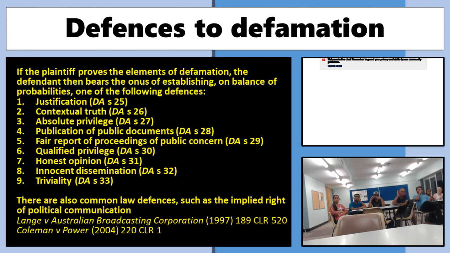Fair reported proceedings of public concern. These things can be things like minutes of a not-for-profit body, which isn't strictly speaking a public body. Normally, if you have a group of people together and they have their minutes, that doesn't get released to the public. But if there is some tangential public matter that's involved with this, and the hilarious one, I was this close to actually suing a former student of mine.